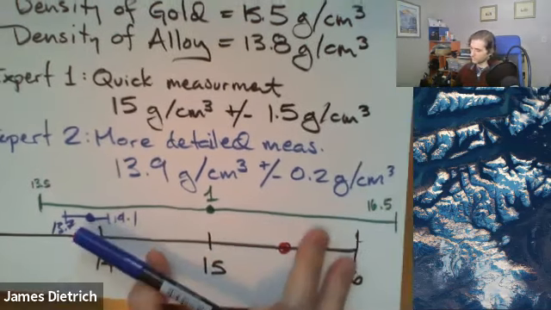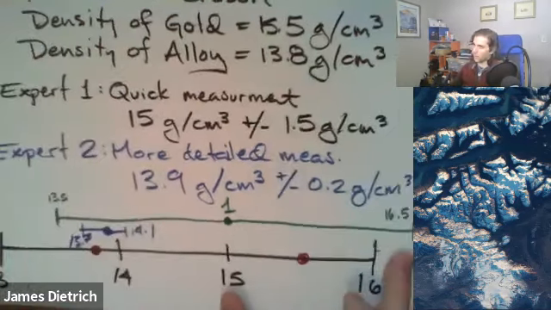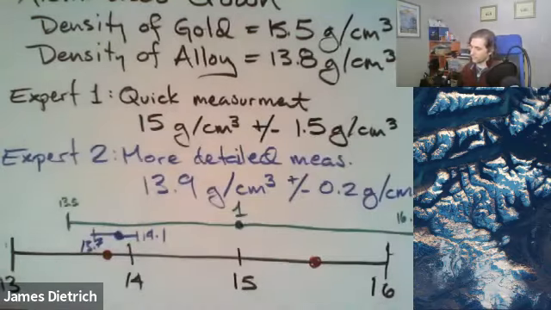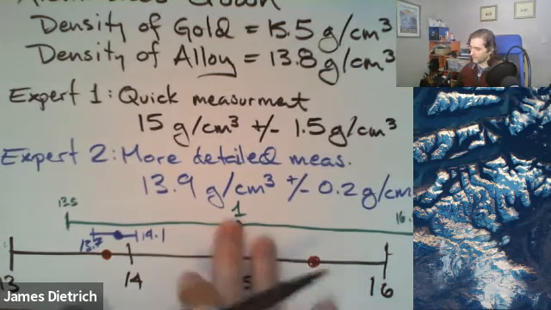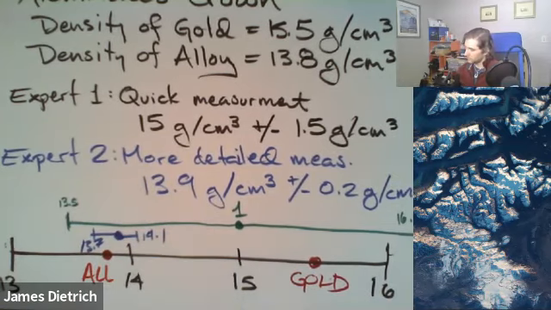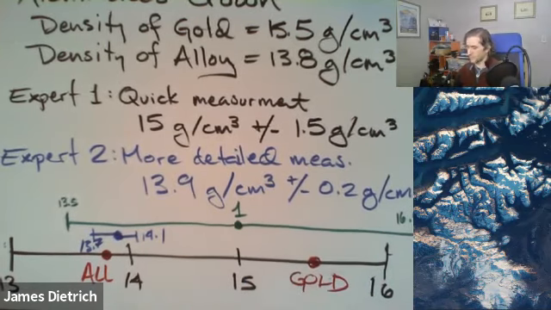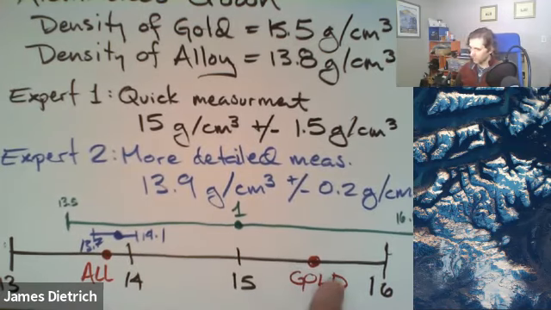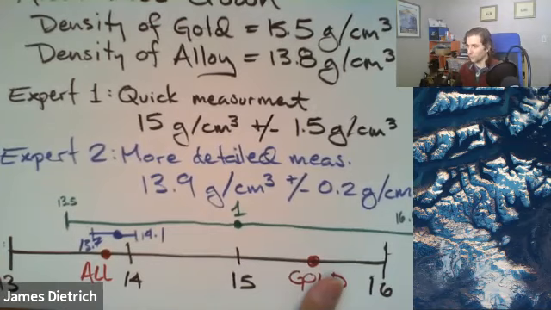Okay, so if we look at just expert one, the green line here, if you just said, I'm going to make a quick measurement, I give you 15 grams per cubic centimeter, well, that's close to gold, up here. So you might be inclined to suspect that it's 15 grams, so it's probably gold, it weighs a lot, so it's closer to gold than it is to the alloy, so maybe we'd assume it was gold.